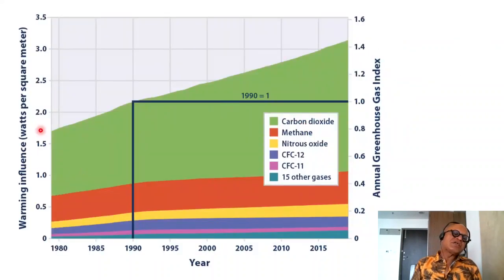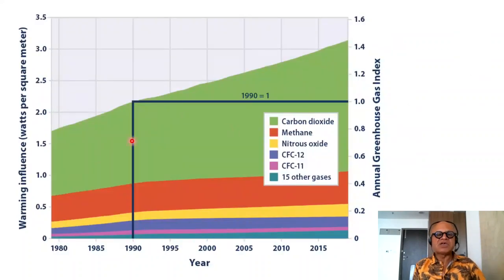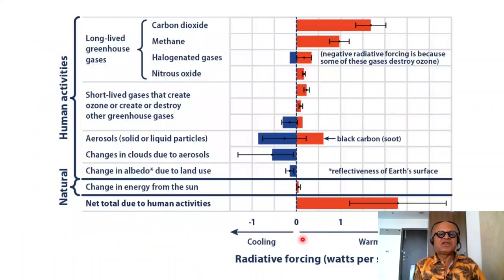So here, looking at the warming influence in watts per square meter of the various gases, again setting 1990 to 1, we are looking at the annual greenhouse gas index now, giving the reverse sense as here. So we are just plotting the same thing, showing CO2 has the greatest greenhouse gas index, and then you have methane, nitrous oxide, CFCs, and HFCs, and 15 other gases.